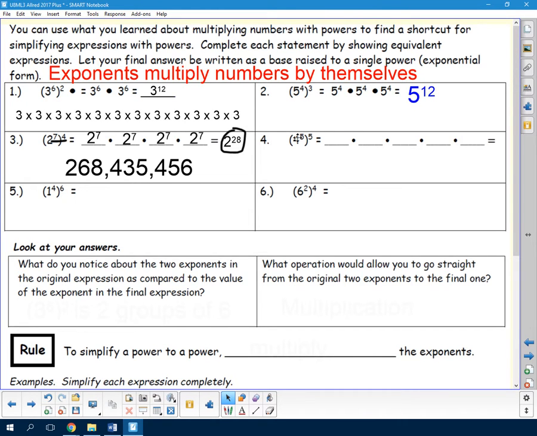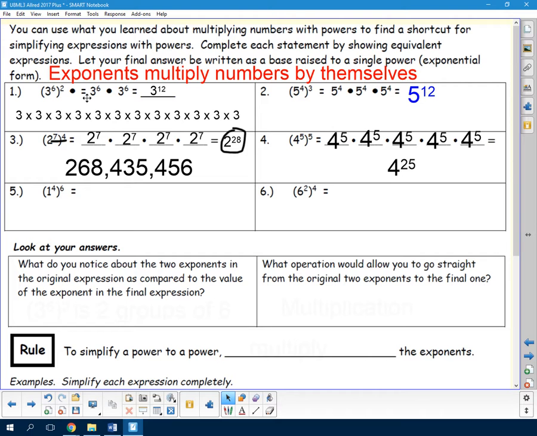4 to the 5th to the 5th would be the same thing as 4 to the 5th times itself 5 times. So 4 to the 5th times 4 to the 5th times 4 to the 5th times 4 to the 5th times 4 to the 5th. So the total number of 4s would be 4 to the 25th power after you actually multiply all of them out.